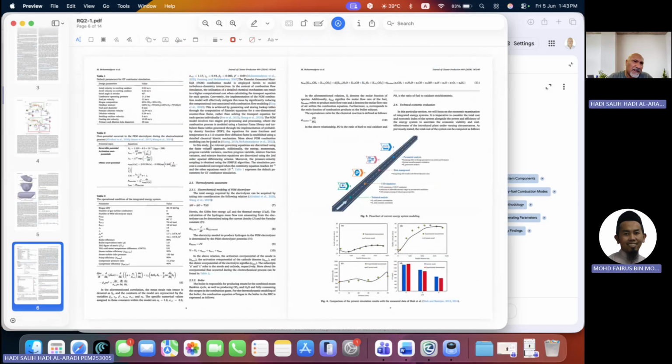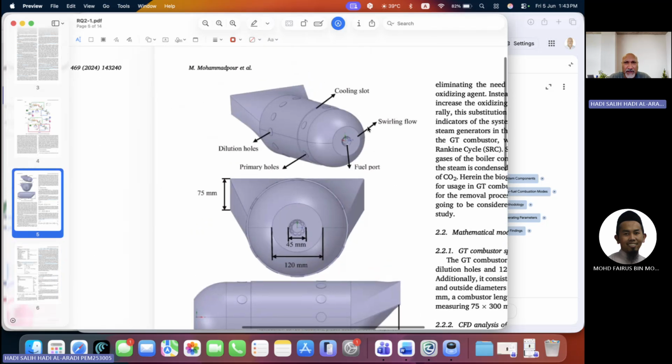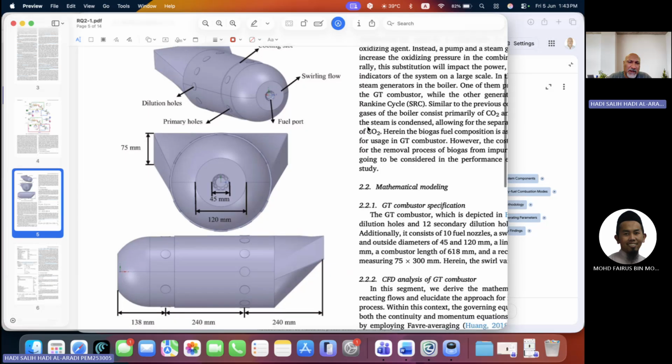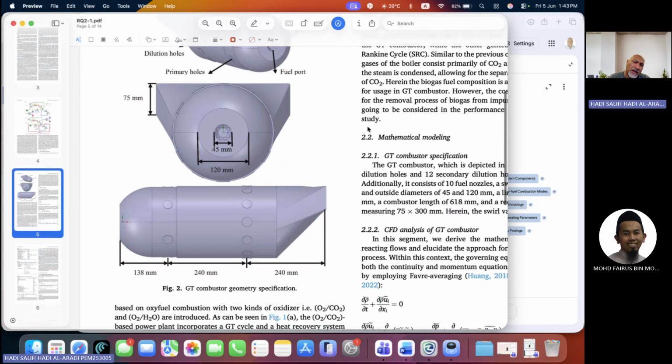So basically, it talks about the whole plant in terms of techno-economic analysis, but when it comes to CFD, it only focuses on the combustion chamber. Yeah, they were trying to analyze the combustion chamber, as you see here. They even made some modifications in the holes of the combustion chamber due to its length.